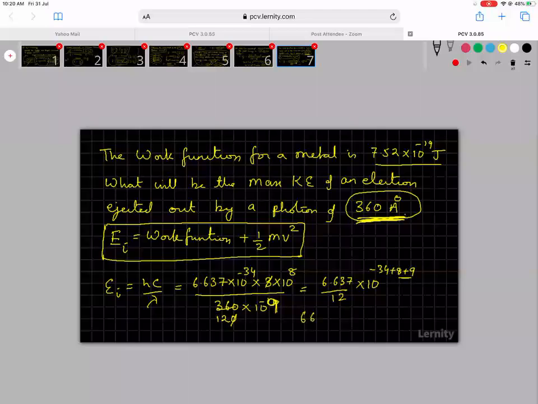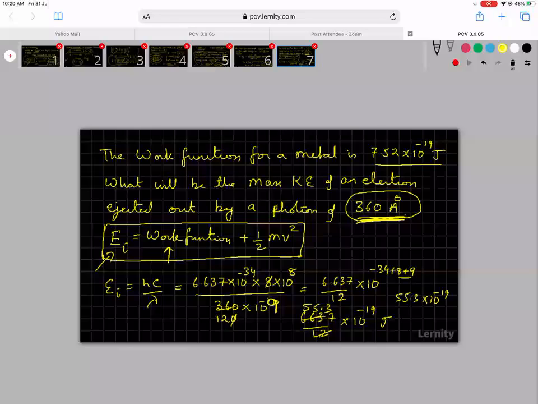So I will make it 663.7 by 12 into 10 power minus 19 joules. So this one calculation I will do: 6 5s 30, 6 5s 12 5 60, again 12 5 60, 37, so 3. So it is 55.3 into 10 power minus 19. So this number here is 55.3 into 10 power minus 19. This number here is 7.52 into 10 power minus 19.